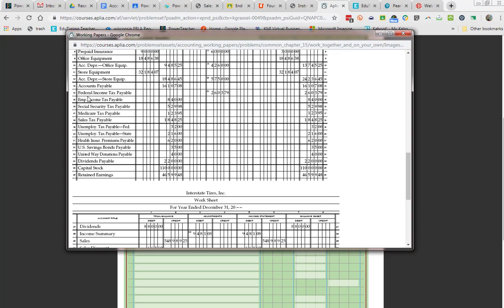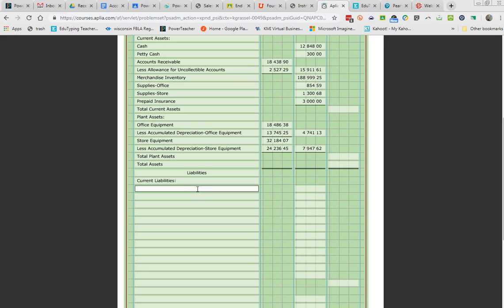starting on line 13 to 24, you need to get the numbers from the balance sheet column. So you're going to go ahead and plug them in. So I'm going to do accounts payable.